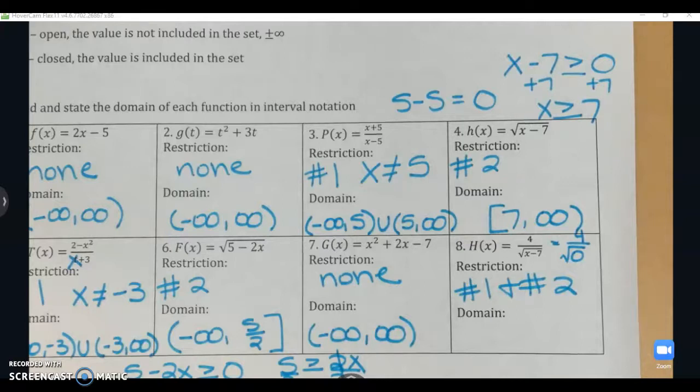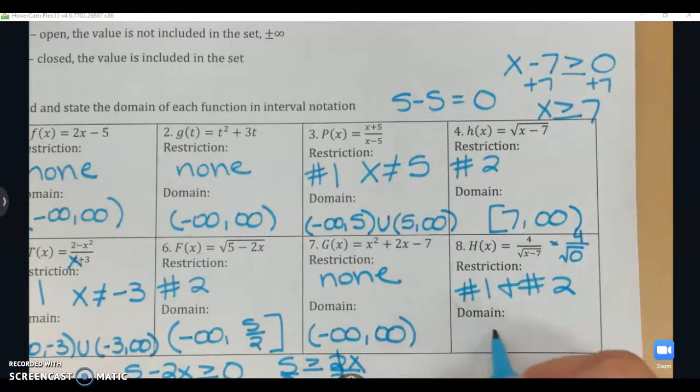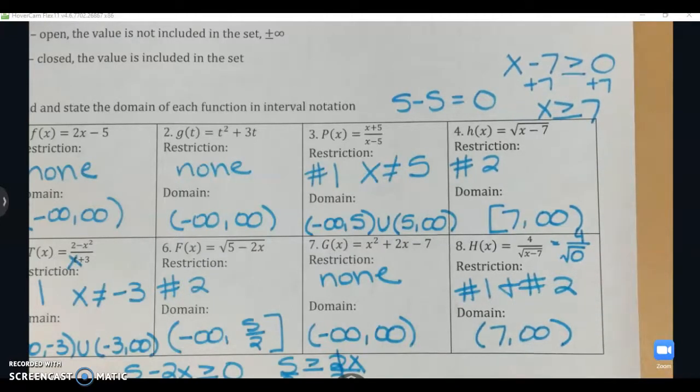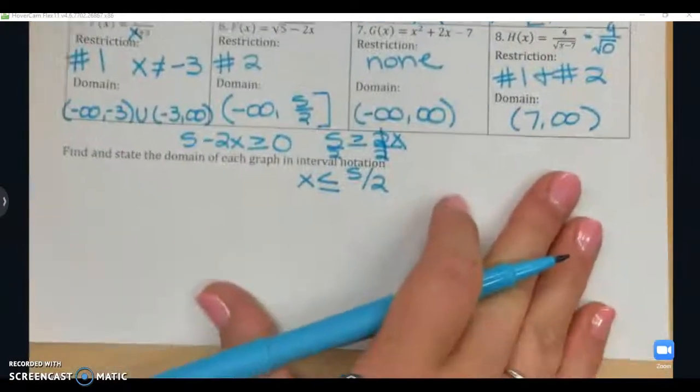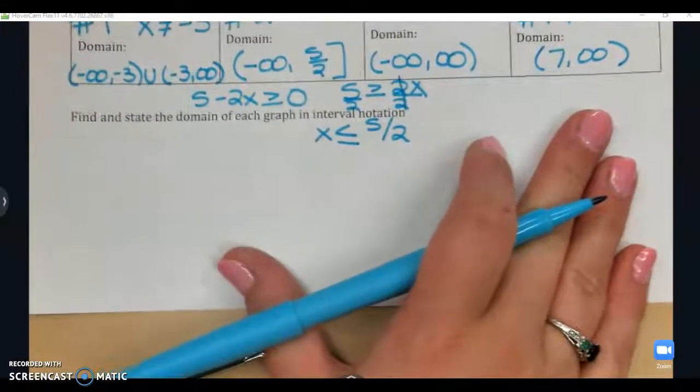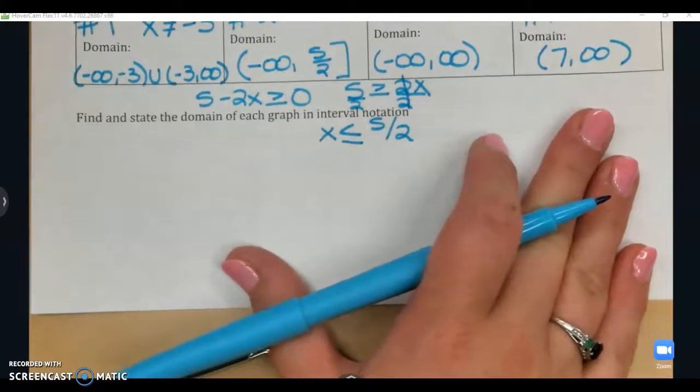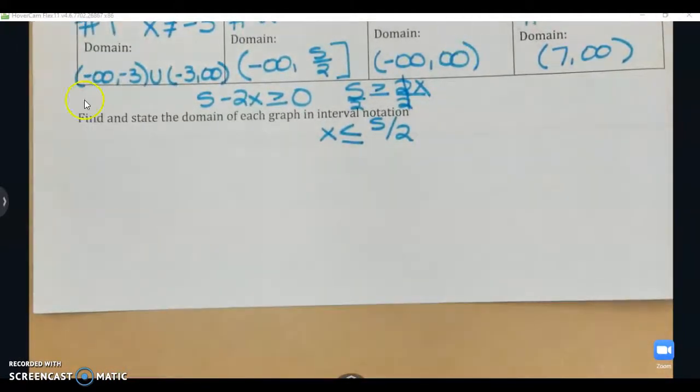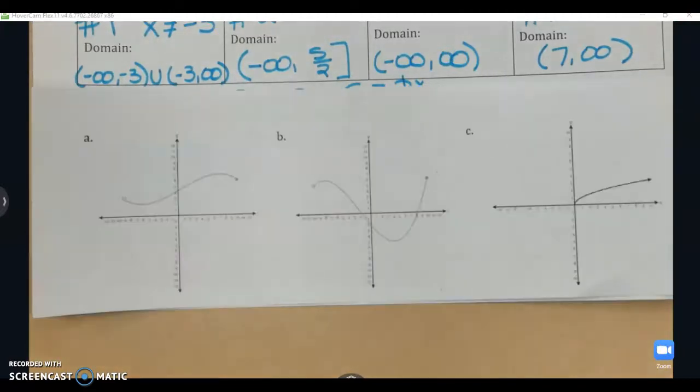So to satisfy our additional restriction, our domain is just going to be parentheses 7 to infinity. Okay. All right, and then down here, those graphs did not run, so I'm going to grab that tiny slip of paper, and this is where you can either tape or glue them in so that you have those graphs as well. So go ahead and pause the video to get that taken care of.